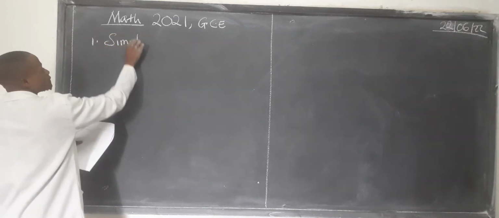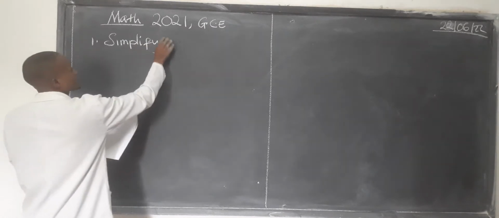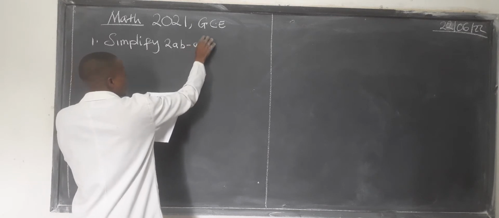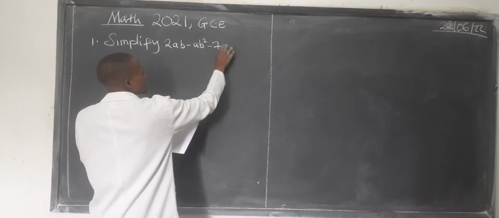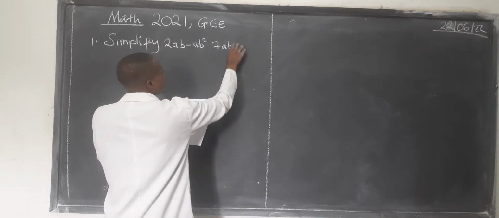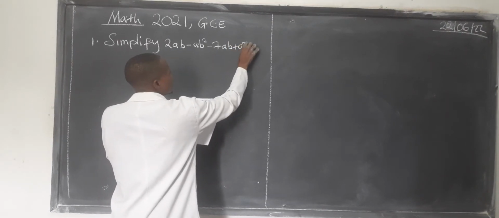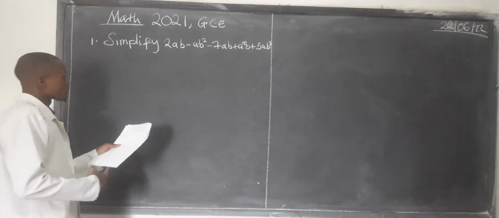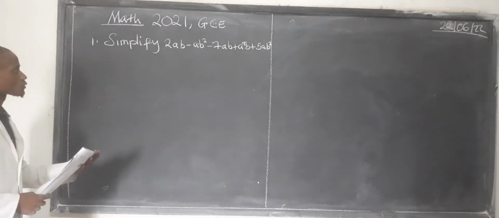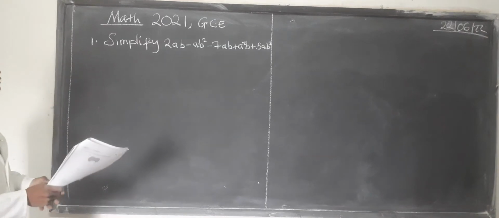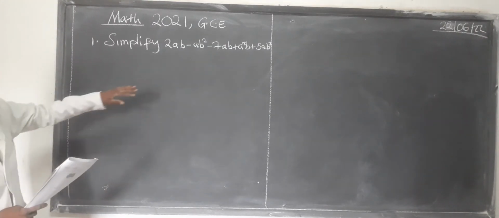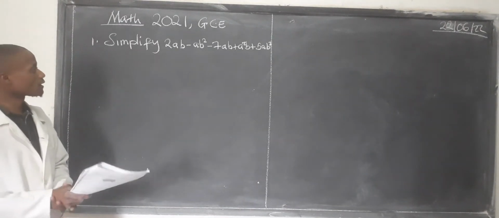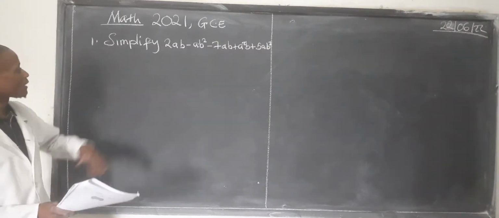So with question 1, simplify 2ab minus ab squared minus 7ab plus a squared b plus 5ab squared. To simplify that algebraic expression, you first need to group the like terms. So you are required to identify the like terms in this expression. Now like terms are numbers or letters of the same type, or numbers without any letter.